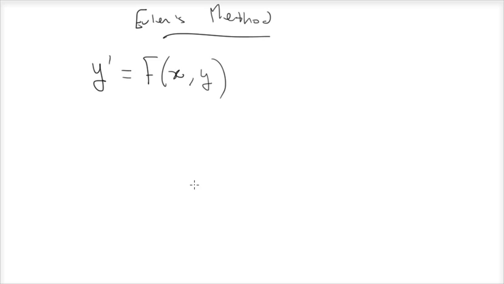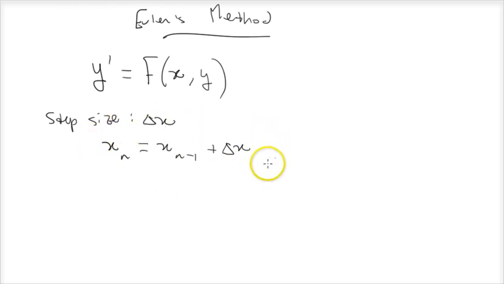Let's say that we define step size to be some change in x, and that's going to remain constant throughout the approximation. Based on this step size, we're going to have some x sub n is going to be equal to the previous x plus that step size. So we're going to be changing the x values that we plug into this approximation formula, and those x values are in increments of a constant step size that we define.